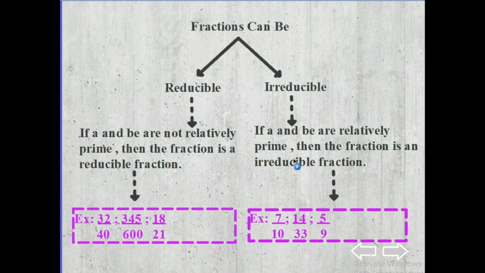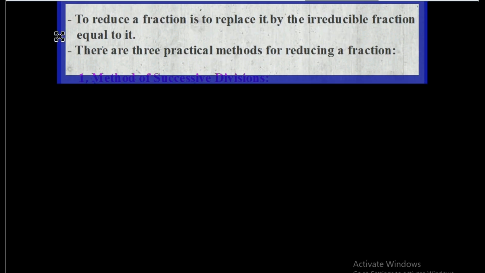14 and 33 are also relatively prime. Therefore, 14 over 33 is an irreducible fraction. 5 and 9 are also relatively prime numbers. So 5 over 9 is an irreducible fraction. To reduce a fraction is to replace it by the irreducible fraction equal to it. There are three practical methods for reducing a fraction.